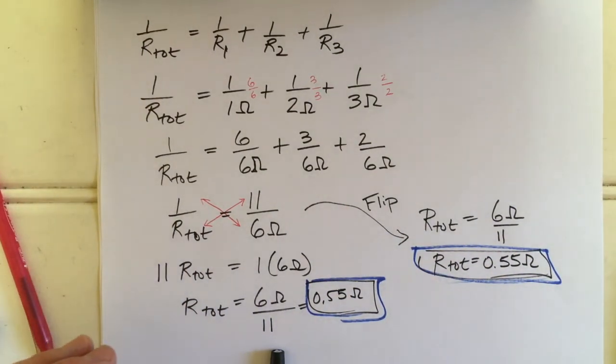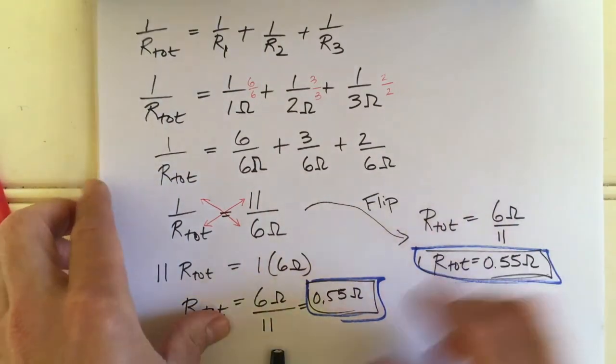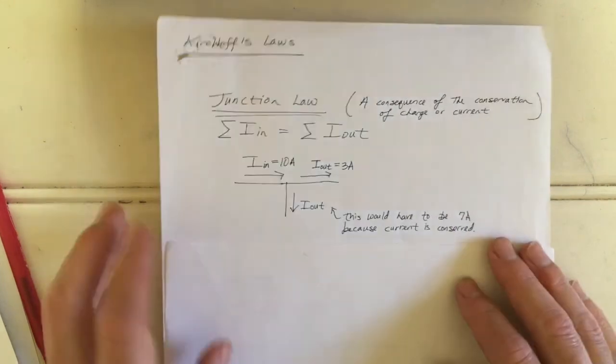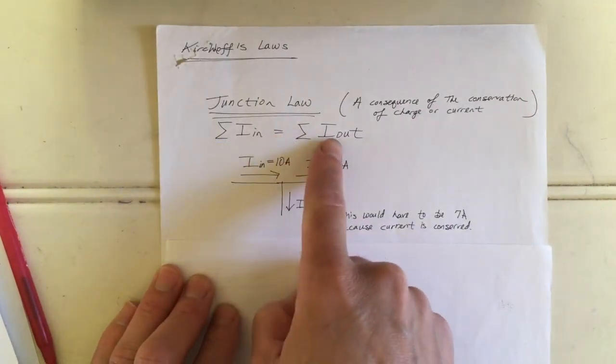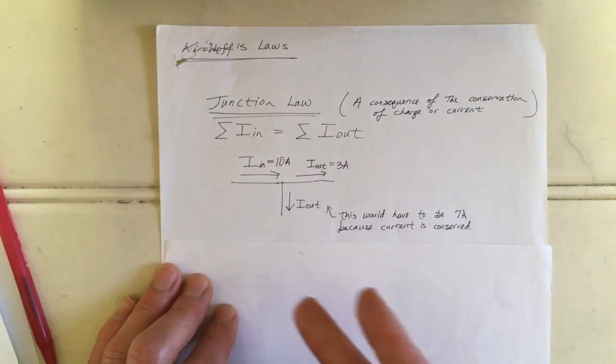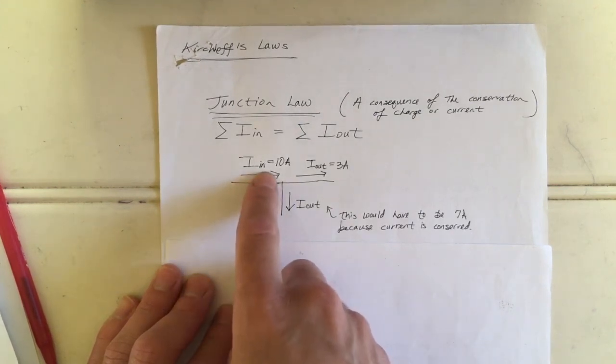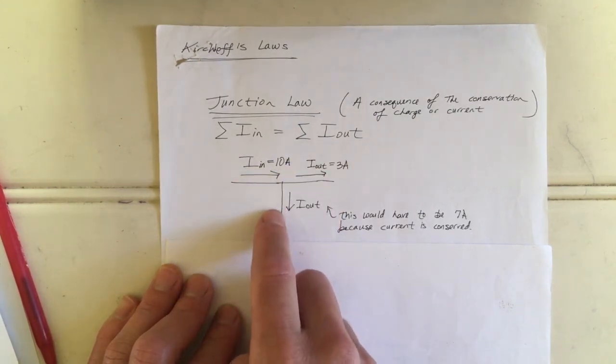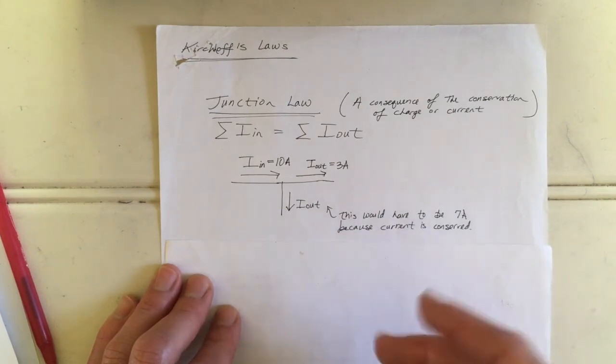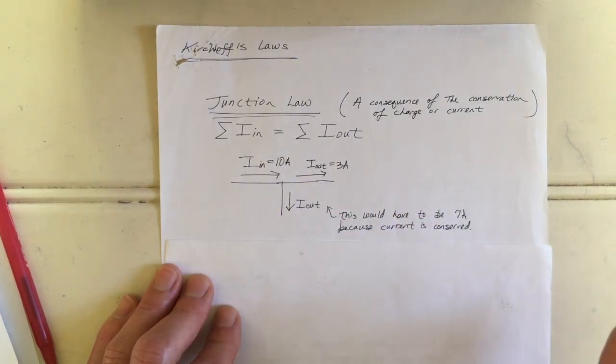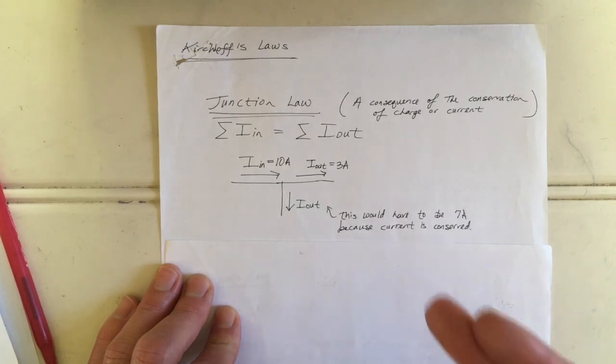Okay, so I also promised that last time I would talk about Kirchhoff's laws, so I'm just going to do one quick thing before we call it good on the lectures and just show you this. If you want to jot this down, you can. If you don't want to, that's fine. So once again, junction law: sum of the currents in equals sum of the currents out. Looks a little unfriendly, but it's pretty much common sense. 10 amps goes into a junction, 3 amps goes out this way. How much comes out here? It would have to be 7 because current is conserved.